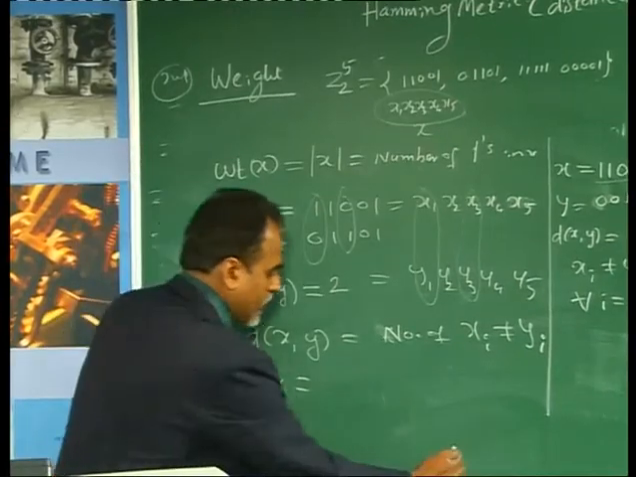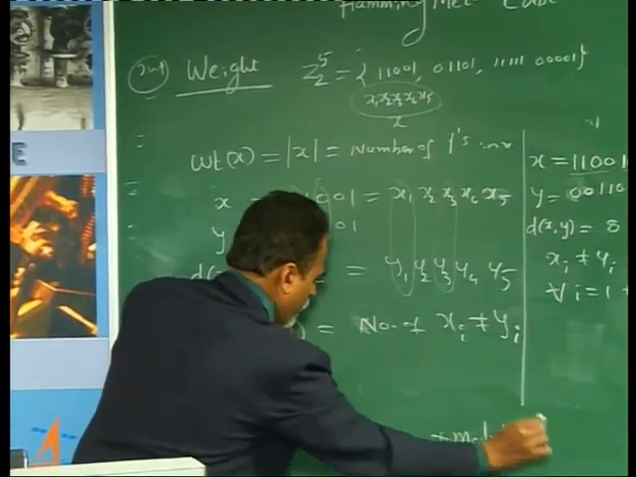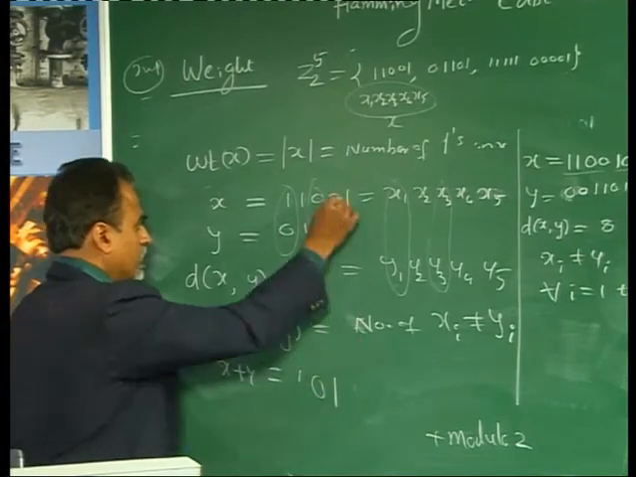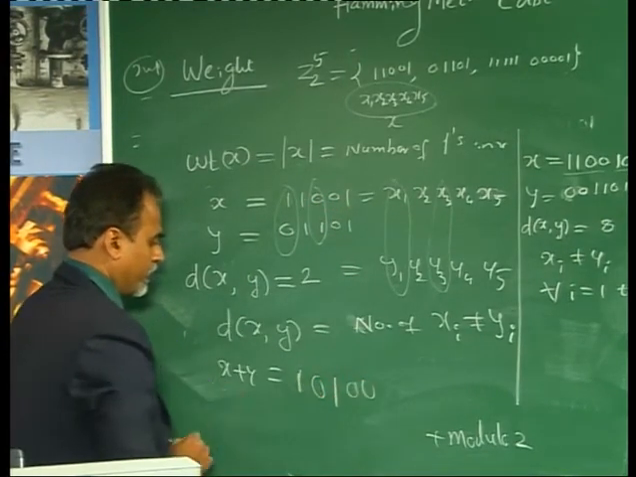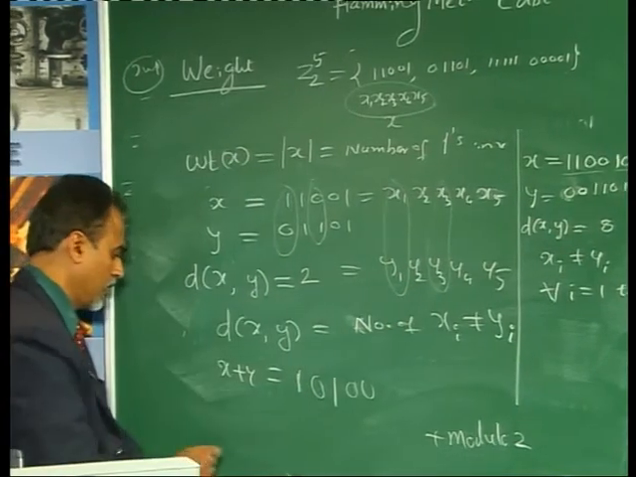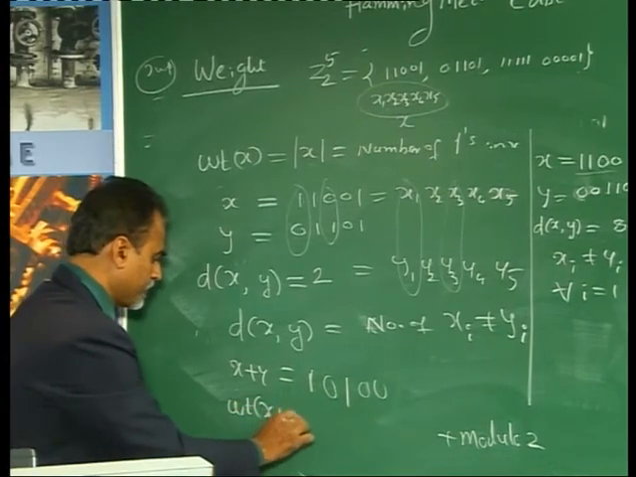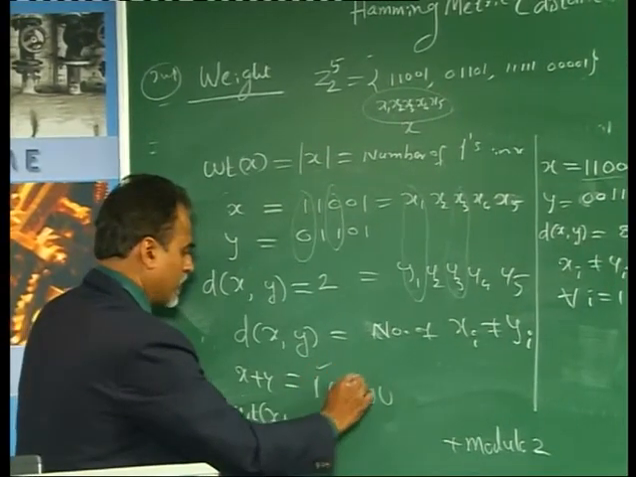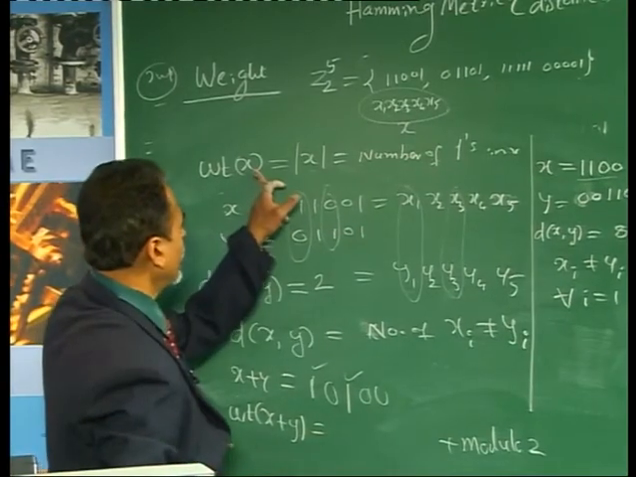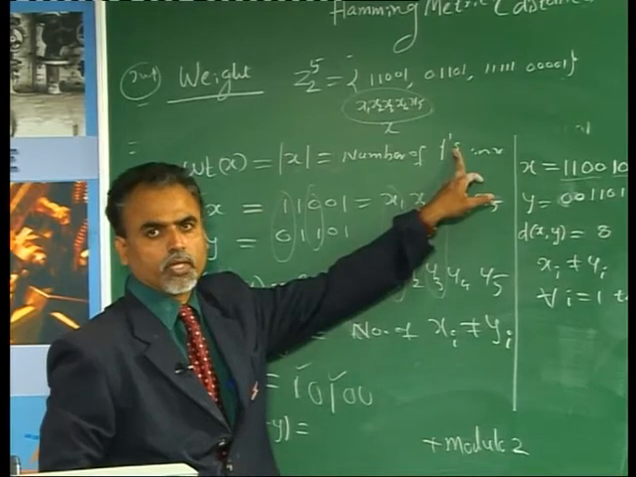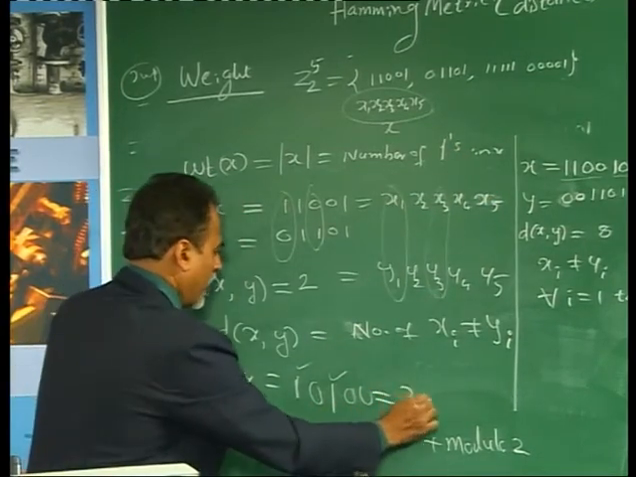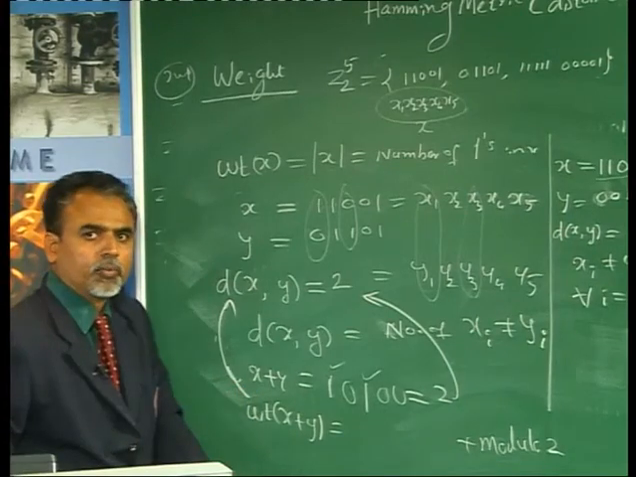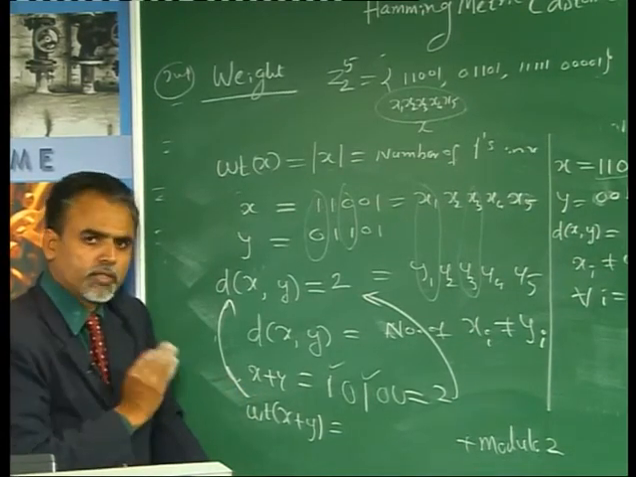With respect to modulo 2 operation, addition modulo 2. So, 1 plus 0, 1 plus 1, 0 plus 1, 0 plus 0. Here also I will add, but let us note what is the weight of x plus y. The weight of x plus y is nothing but the number of 1s present here. The weight of the number x is the number of 1s there. So now the number of 1s here is 2, which is the same thing as the distance here. So these two should be the same, that is, the weight of x plus y should be the same as the distance between x and y. It is not true for only this example.